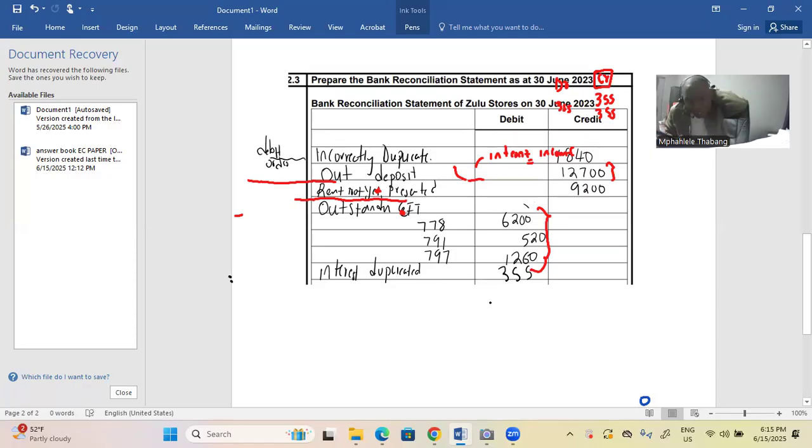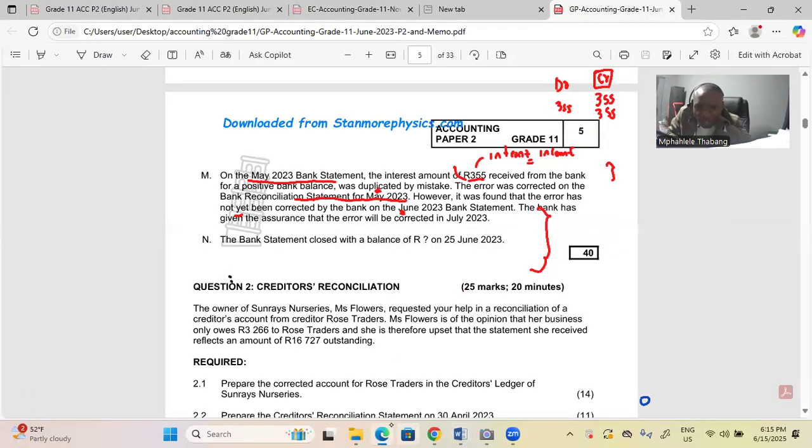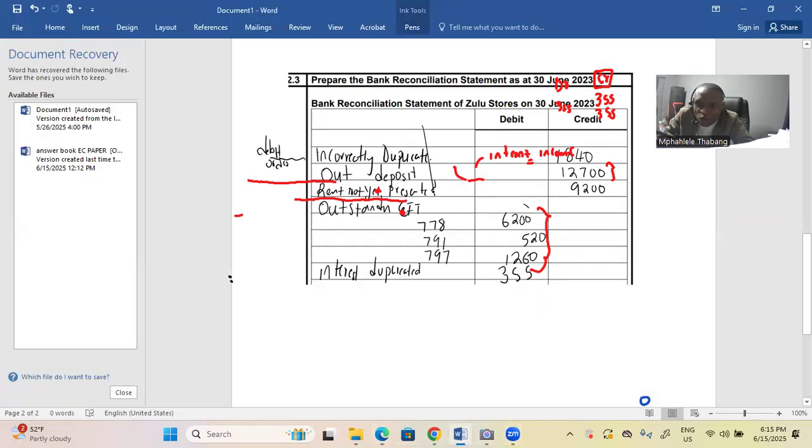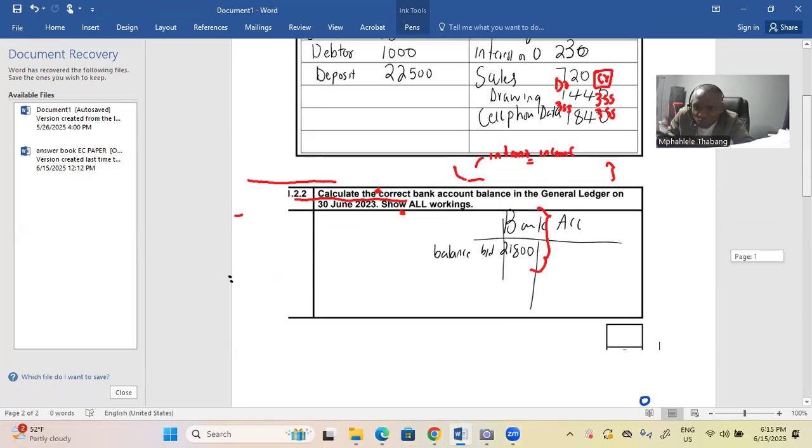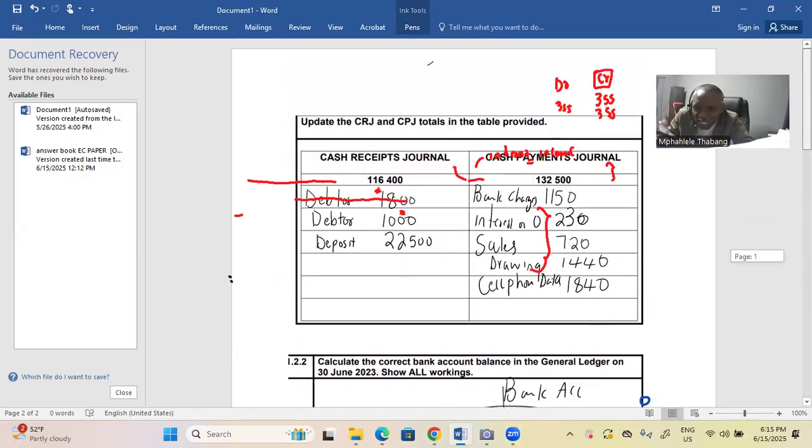Yes, 355. 355. Okay. Now, the bank statement closed with a balance of... Now I think I just have to wrap up my work. I will go to my cash receipt journal.